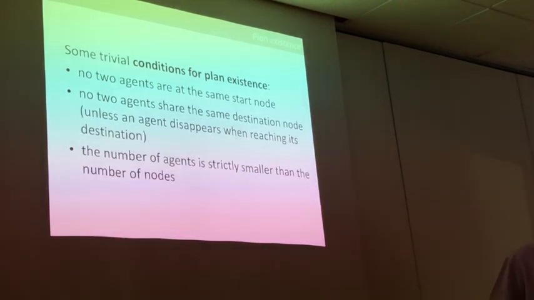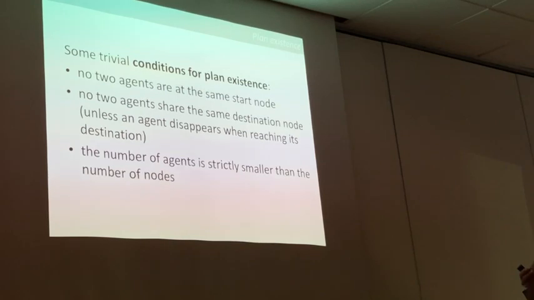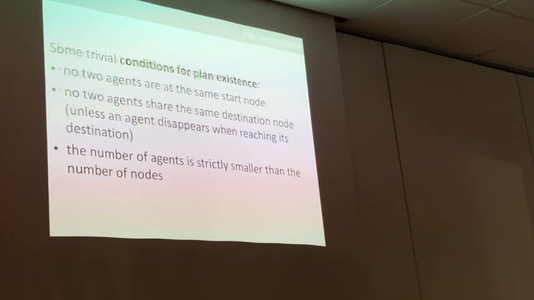The next condition is useful in some settings, and it says that the number of agents must be smaller than the number of nodes. Obviously, if the number of agents is larger than the number of nodes, then the first condition is not satisfied because two agents must be at the same location. Even if the number of agents is equal to the number of nodes, if we do not allow swapping, and I will cover it in a minute, it's not possible to do anything because the agent cannot move anywhere. Okay, so these are some trivial conditions.